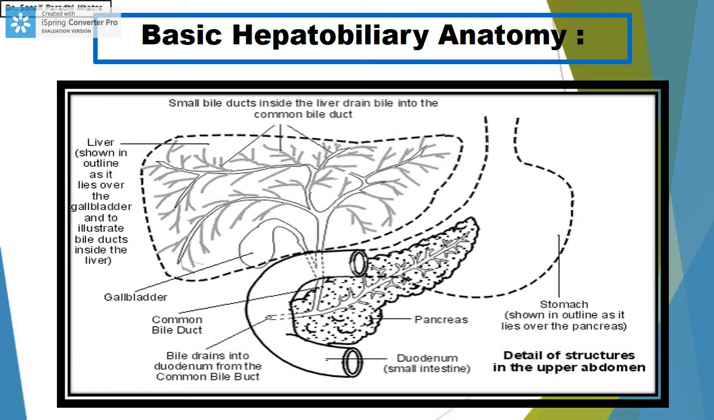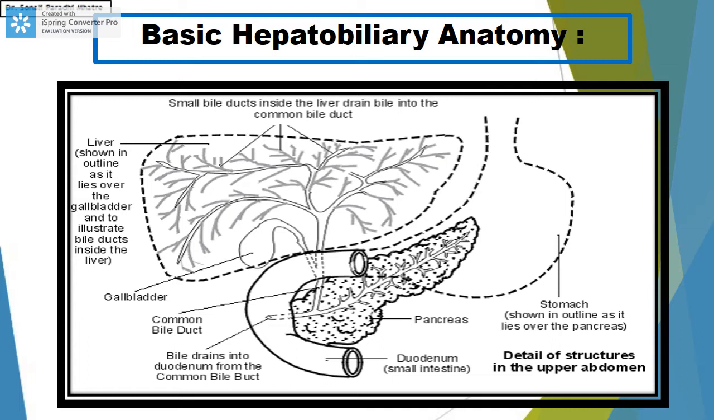Now this is the basic hepatobiliary anatomy. As we see, this is the liver. The liver has small bile ducts. These then come together as the right and the left ducts, the hepatic ducts. Below there is a gallbladder from where the cystic duct comes, and together they form the common bile duct. The common bile duct then drains into the duodenum. So this is the basic anatomy that we need to know.